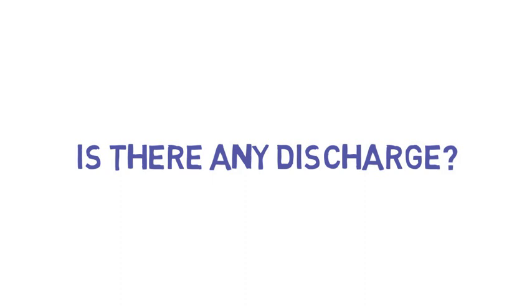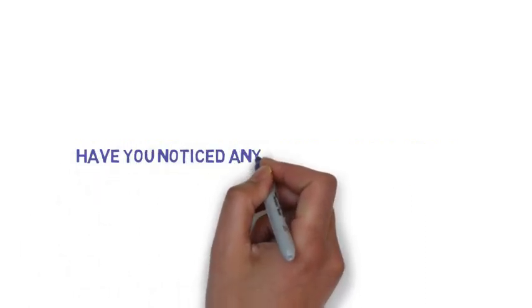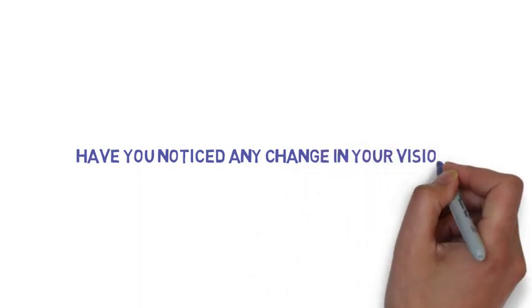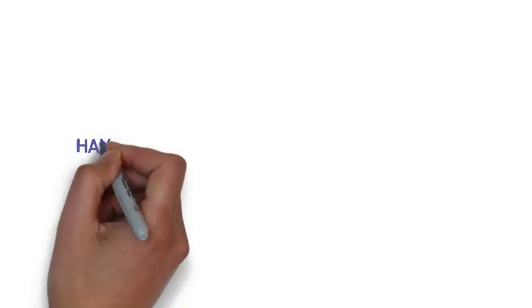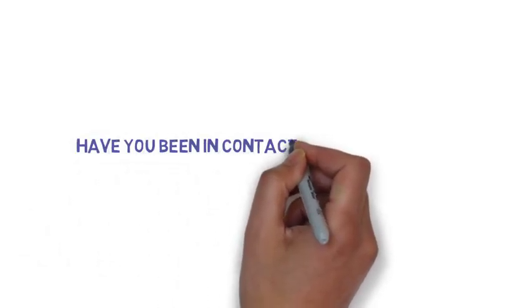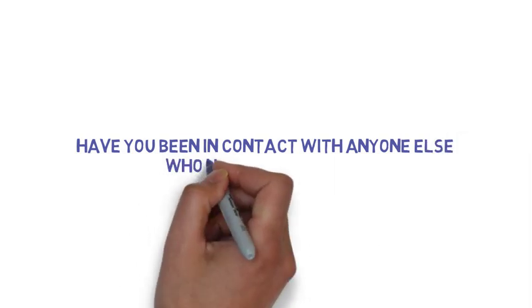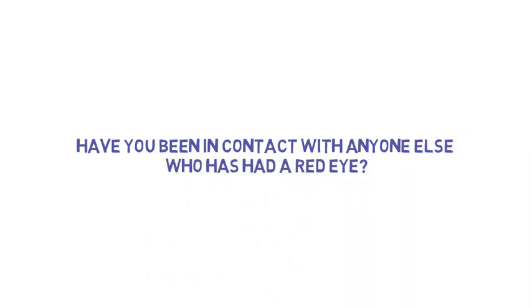Is there any discharge? In conjunctivitis there may be clear discharge if it is viral, or purulent discharge in bacterial conjunctivitis. Have you noticed any change in your vision? If the patient has acute closure glaucoma or anterior uveitis, it is likely that they will have noticed changes in their vision. Have you been in contact with anyone else who has a red eye? This should be asked if you are considering conjunctivitis.